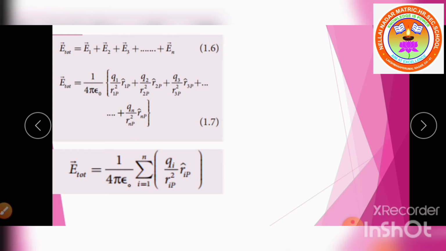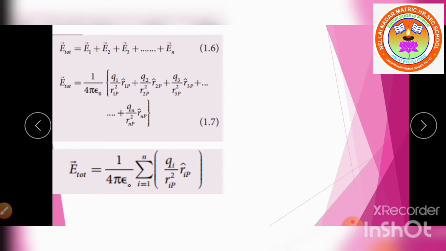The initial value is starting value 1 and the final value is n. So I can write the summation of i is equal to 1 to n. Listen, the 1 to n values I can write as i. So we can write Qi by RiP square into RiP cap. Okay, understand children? So from this we can understand the total electric field formula.